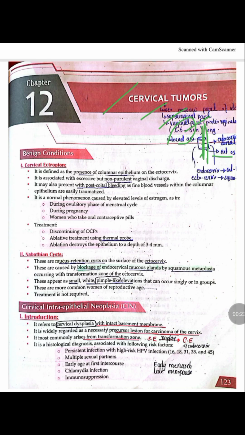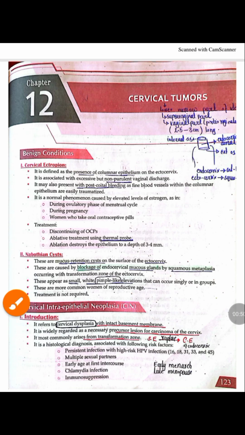And the cervix is divided into two main parts. One is the endocervix, which is lined by the columnar epithelium, and the ectocervix, which is lined by the squamous epithelium. So now let's talk about the benign conditions, in which the first one is the cervical ectropion. Ectropion is a condition in which the normal squamous epithelium of the ectocervix is replaced by the columnar epithelium.